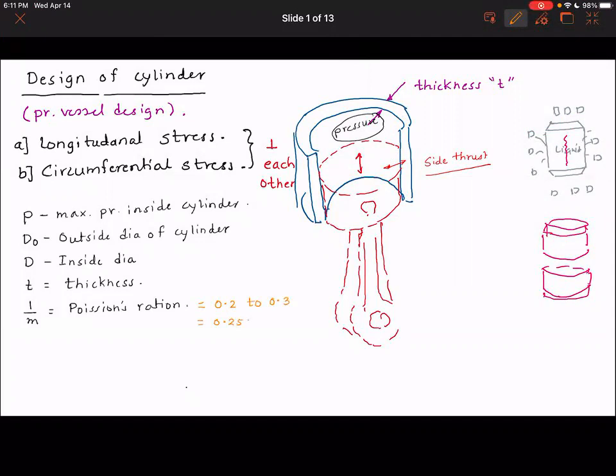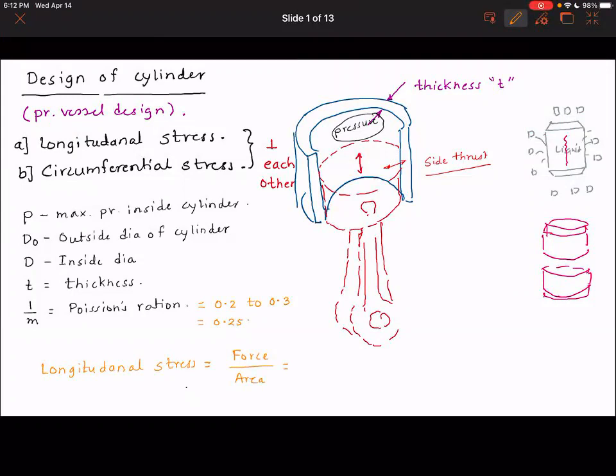Now, I'm going to give you the expression for the longitudinal stress. And this equation is valid for all thin-walled cylinders. So longitudinal stress is equal to force divided by area.